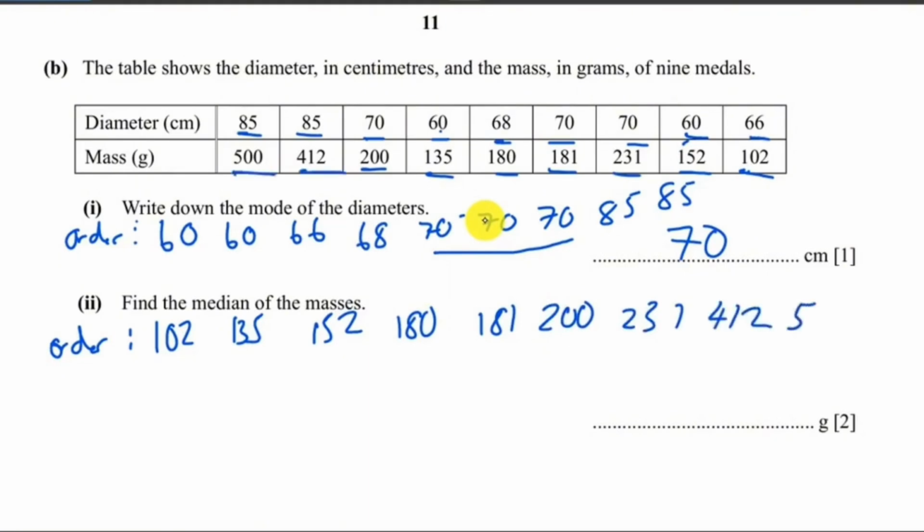So now that we've arranged our data in order, to find the median is very simple. The median is the central figure, or the central value, or the value in the middle. Since we have 9 masses, it means that the middle value is the one in which you have an equal number of values on either side. So 1, 2, 3, 4, 1, 2, 3, 4. So the middle value is this one, 181. That's the median.